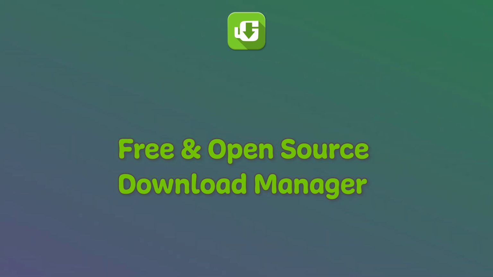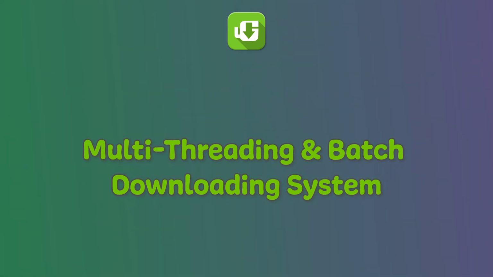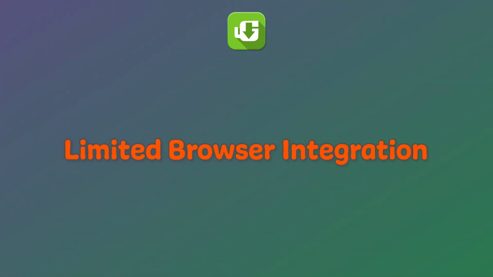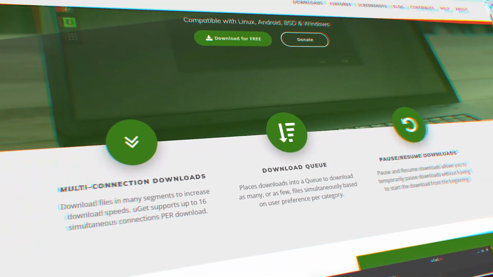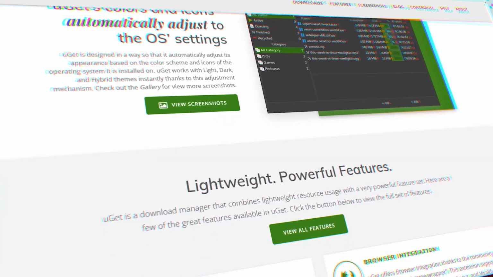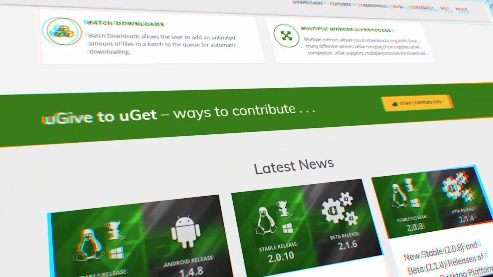As for the pros, it is a completely free and open source download manager. Cross-platform support: Windows, Linux, and also macOS. Support for multi-threading and batch downloads. And let's move on to the cons, which are: the user interface may not be as polished as some alternatives. Browser integration is not as extensive as some download managers, which means it has a low number of browsers to be integrated. But still, uGet is a free open source download manager that provides essential features and is available on multiple platforms. This can be a suitable replacement for the IDM. Okay, let's move on to the next one.